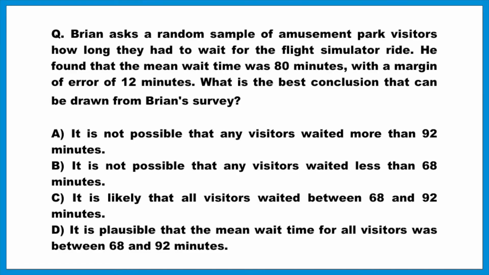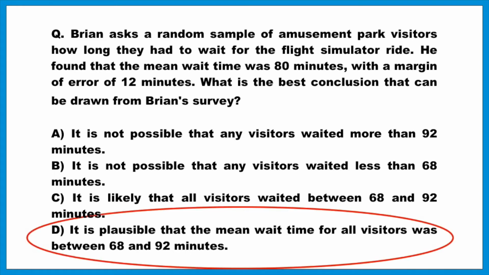It's very tempting to say that the answer is C. It is likely that all visitors waited between 68 and 92 minutes. But the answer is actually D. It is plausible that the mean wait time for all visitors was between 68 and 92 minutes. And this brings up a very annoying trap where they like to get you. Margin of error does not mean that the final answer must be in that range. It means it's plausible that the mean falls within that range. It's semantic and annoying, but that's what they want. I don't like it either.